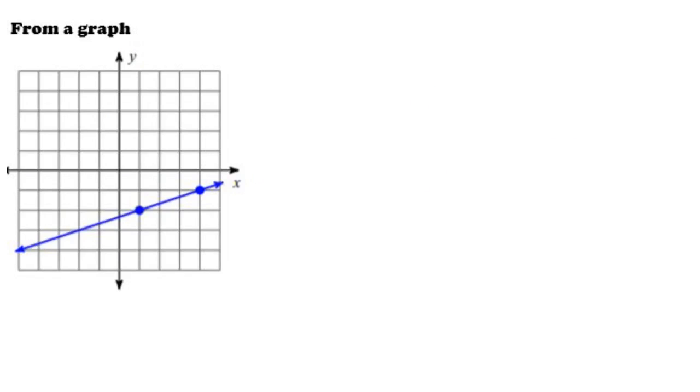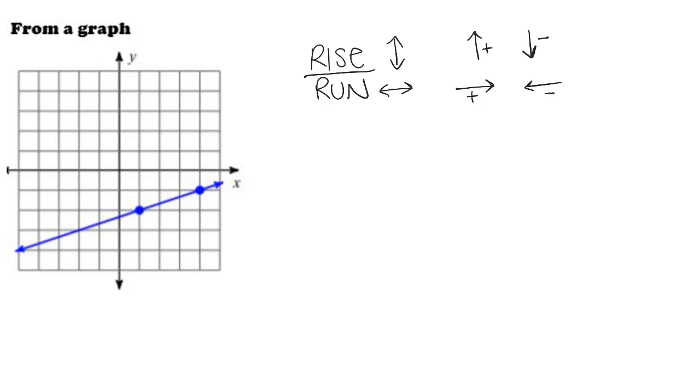And then last type would be from a graph. From a graph, we're going to again rely upon that fact that slope is rise over run. Rise is how far up and down we go. Run is how far right and left we go. And we can even break it down a little bit more. Up is going to be in the positive direction. Down is going to be in the negative direction. Right is in the positive direction, and left is in the negative direction.